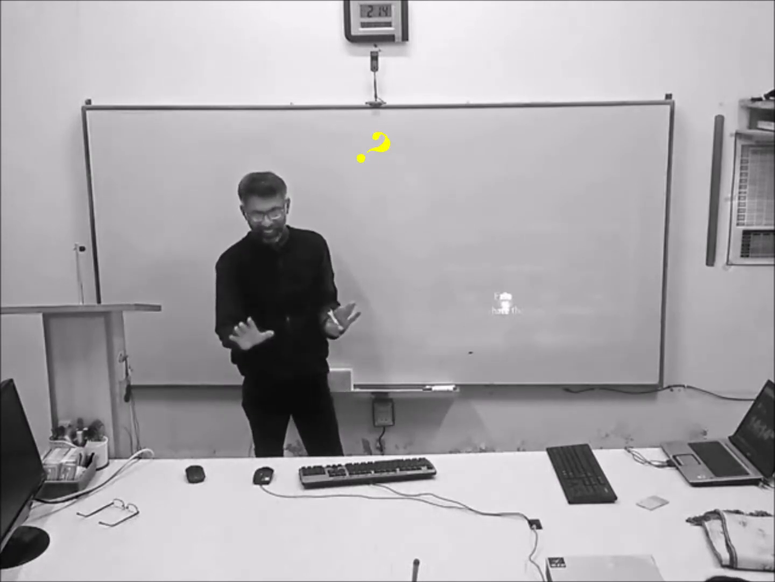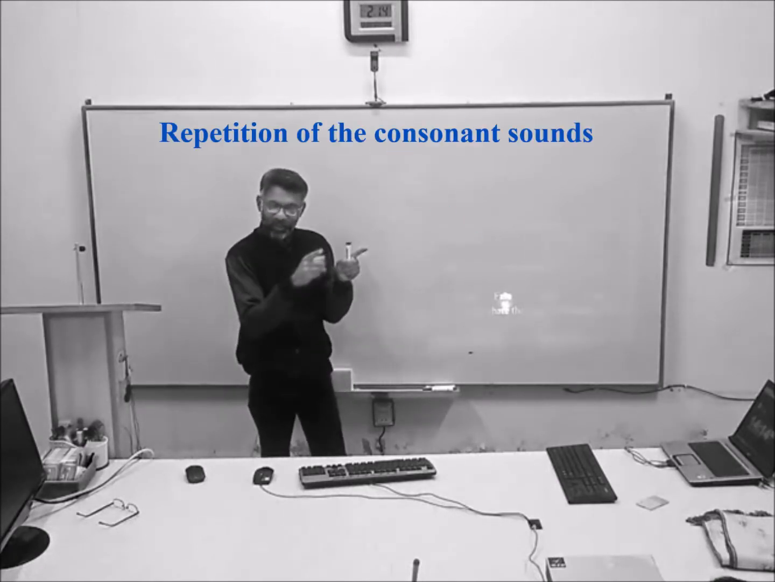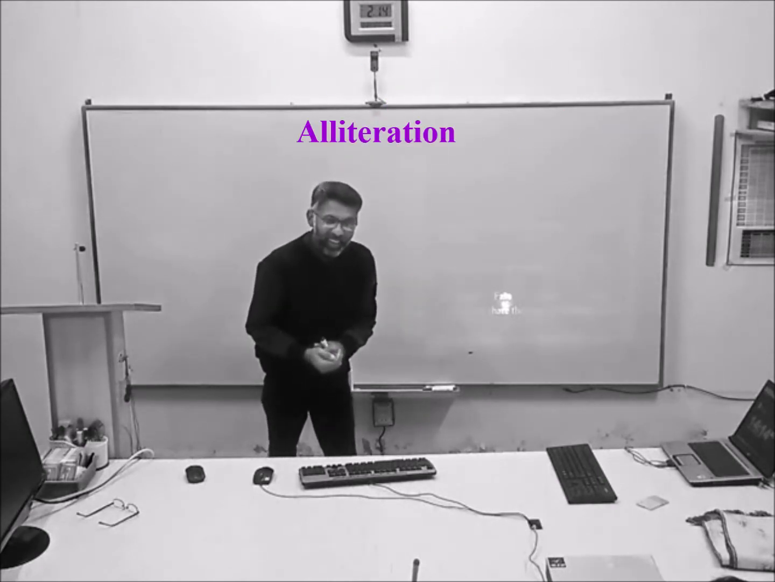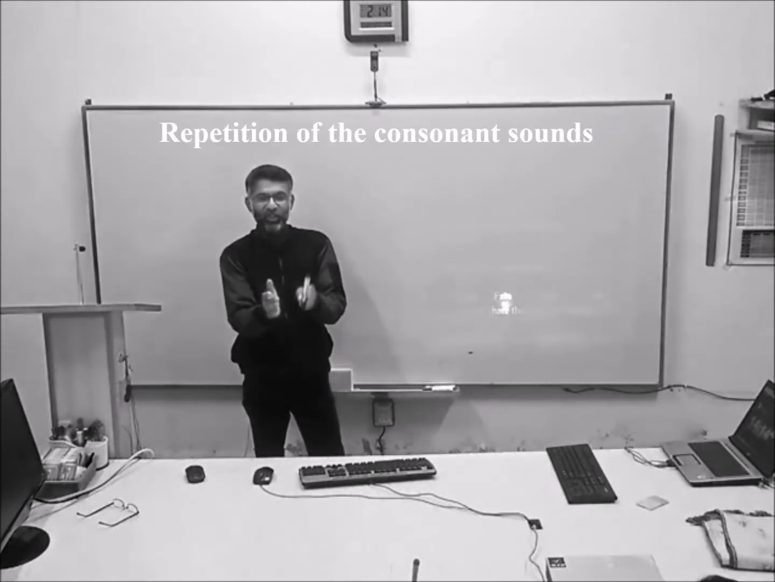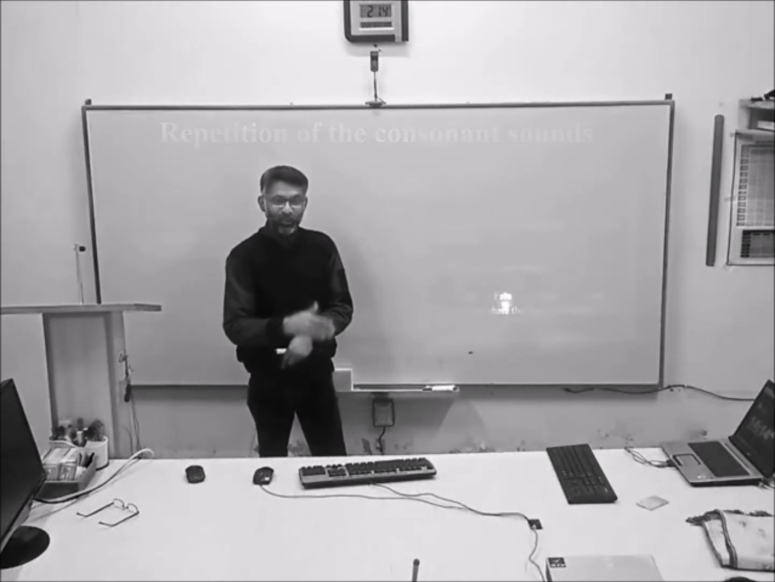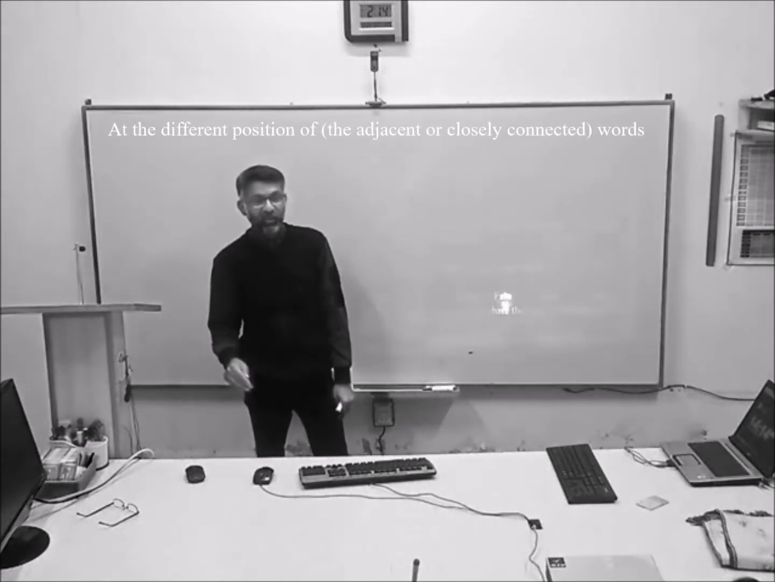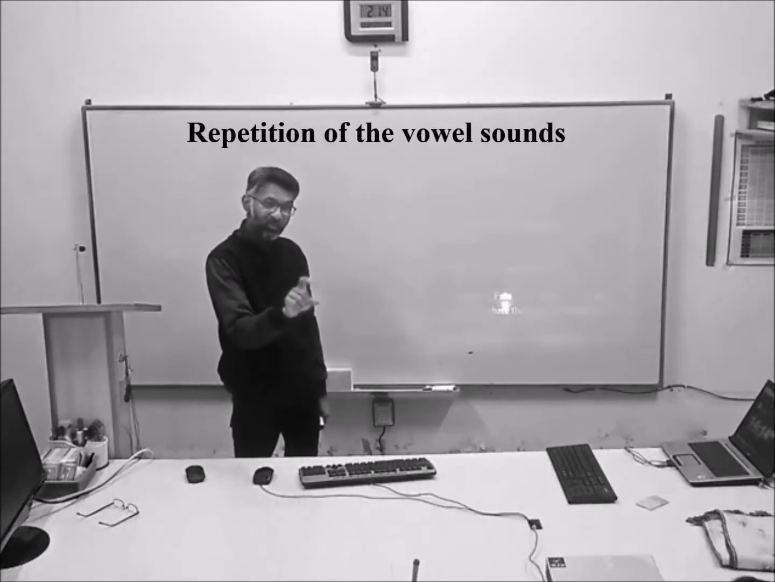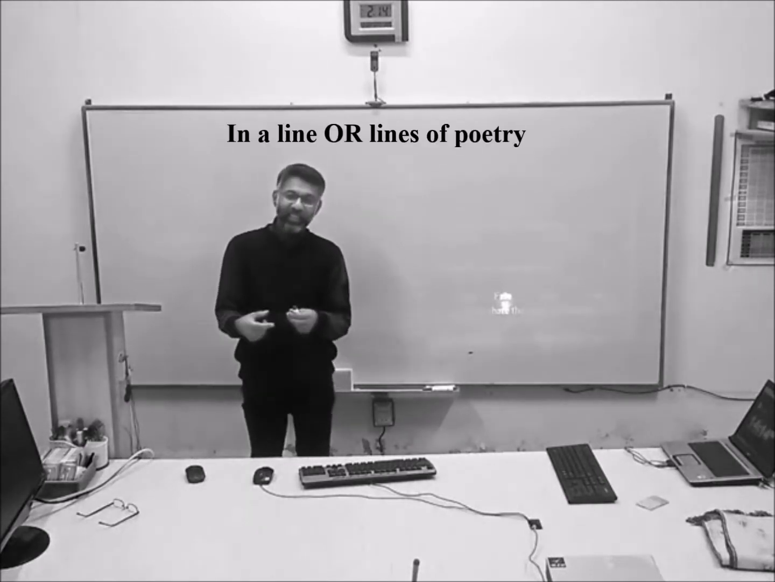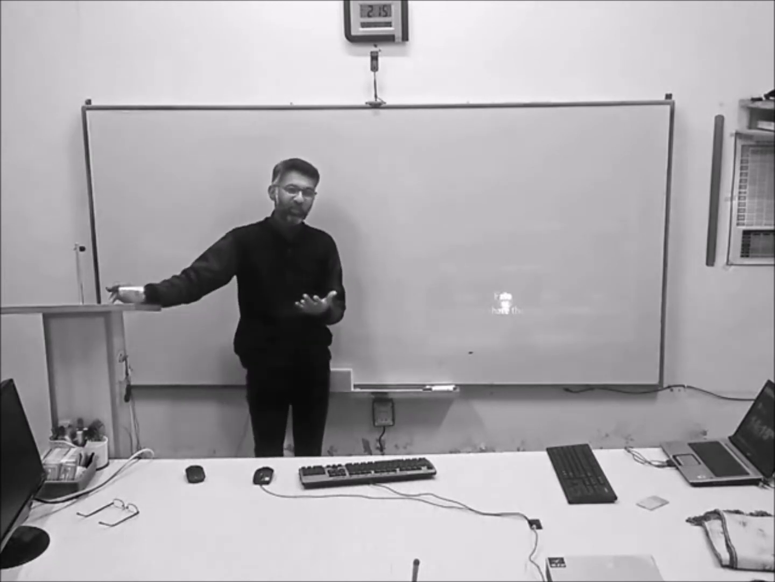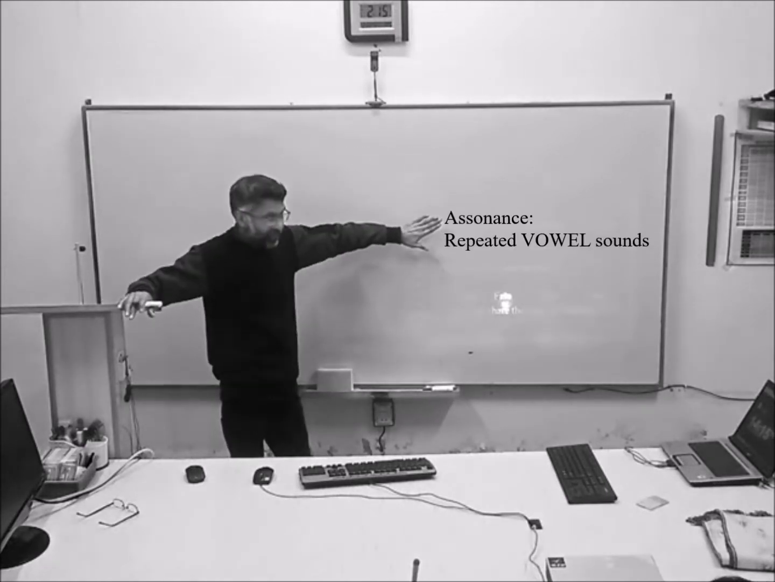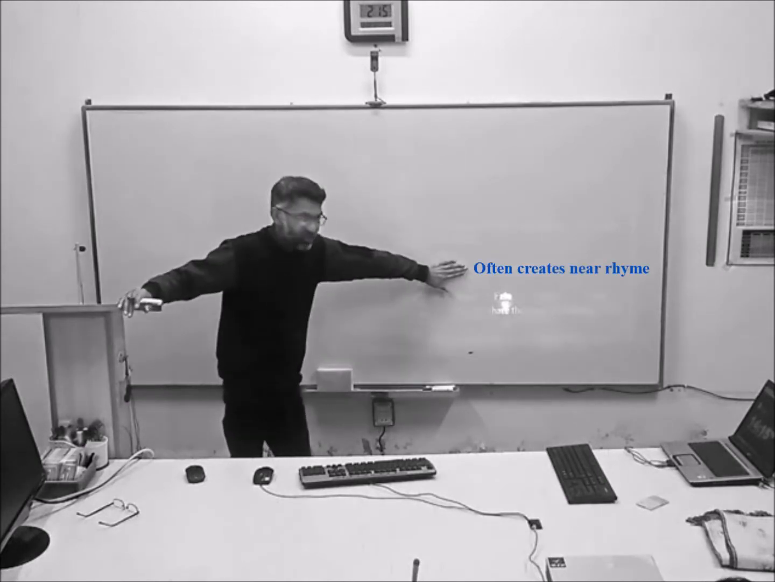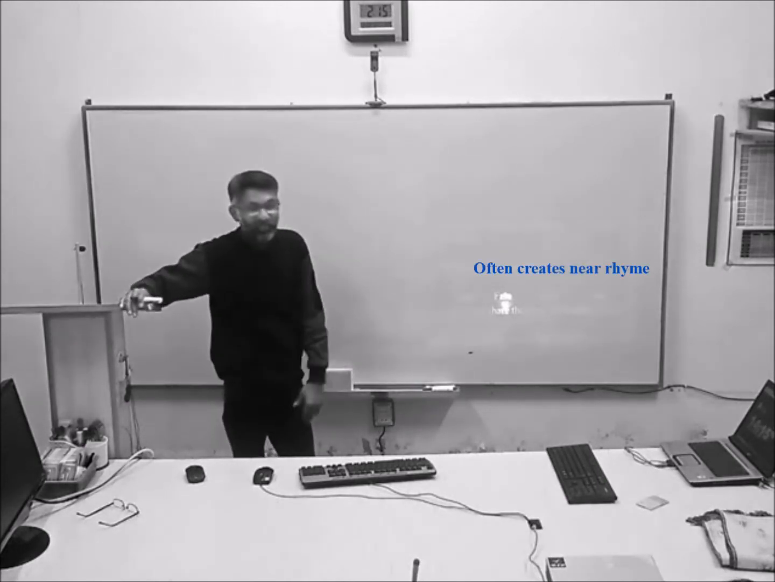Assonance. Clear? Yes, sir. And the repetition of consonant sounds at the beginning of words is called alliteration. Repetition of consonant sounds at different positions of the words is called consonance. And repetition of vowel sounds in a line or in lines of poetry is called assonance. And this assonance, or these repeated vowel sounds, often creates near rhyme.